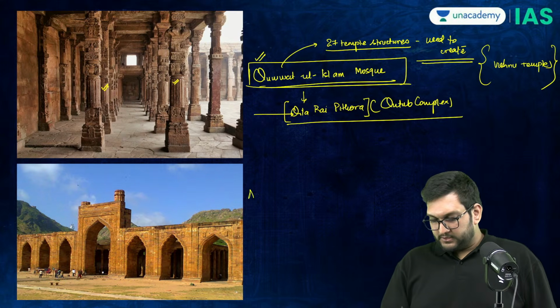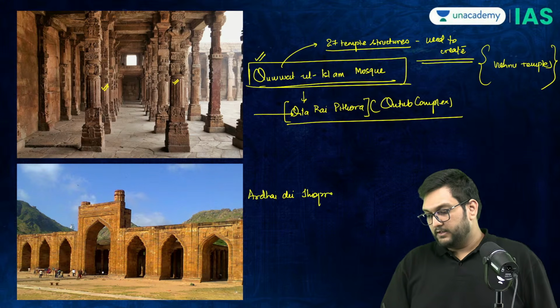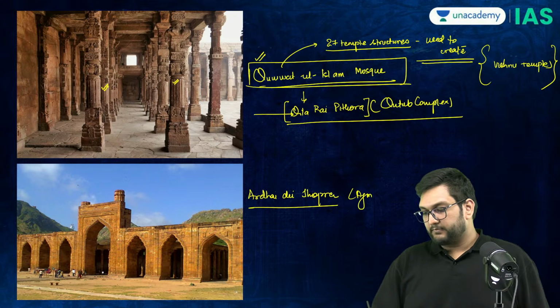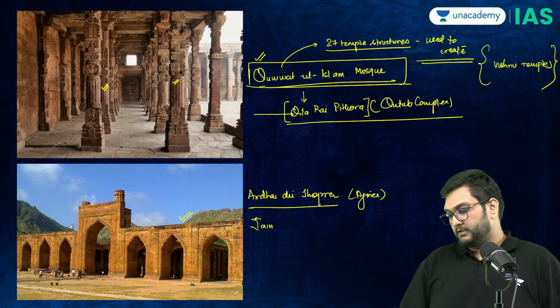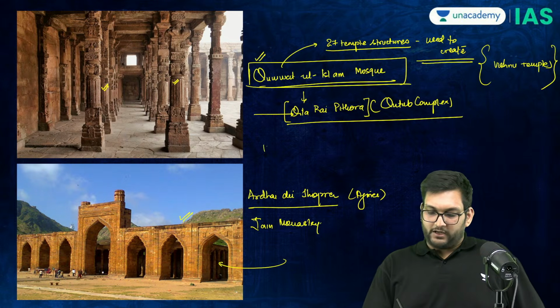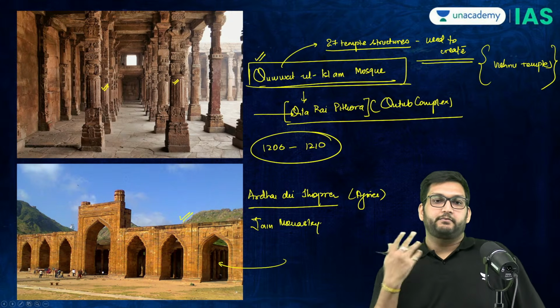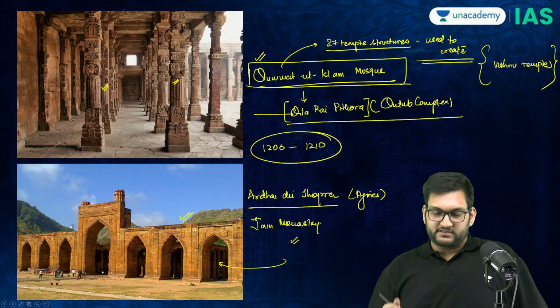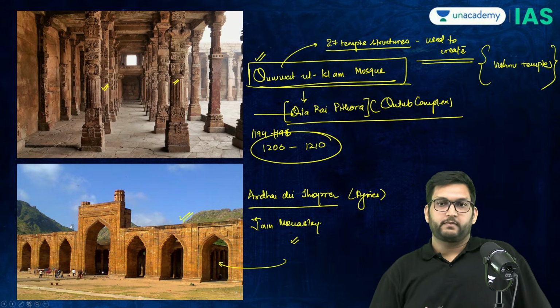The second is called Adhai Din Ka Jhopada, that is in Ajmer, and this is considered to be a Jain monastery. This was a Jain monastery. Again, as you can see inside, it is a pillared hall structure. This is all happening between 1206 to 1210, the initial phase in that regard. And Jain monastery was used even before that, 1194, 1196. This is the period when these structures are coming through.